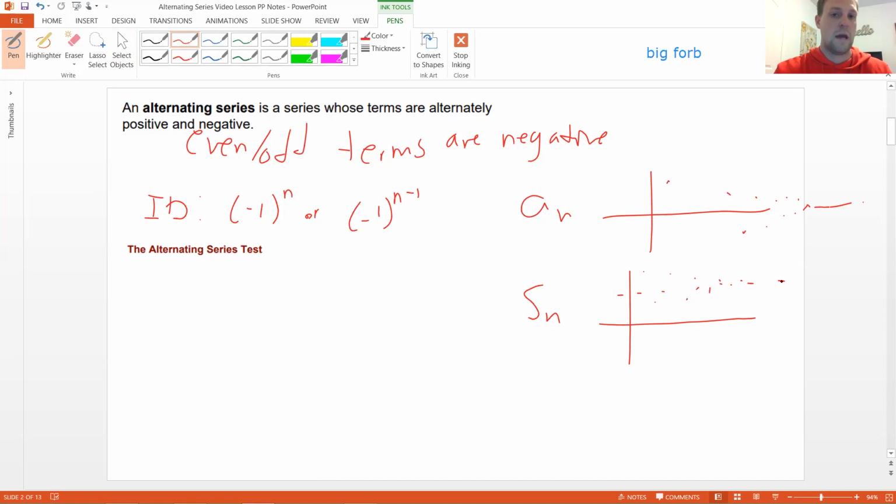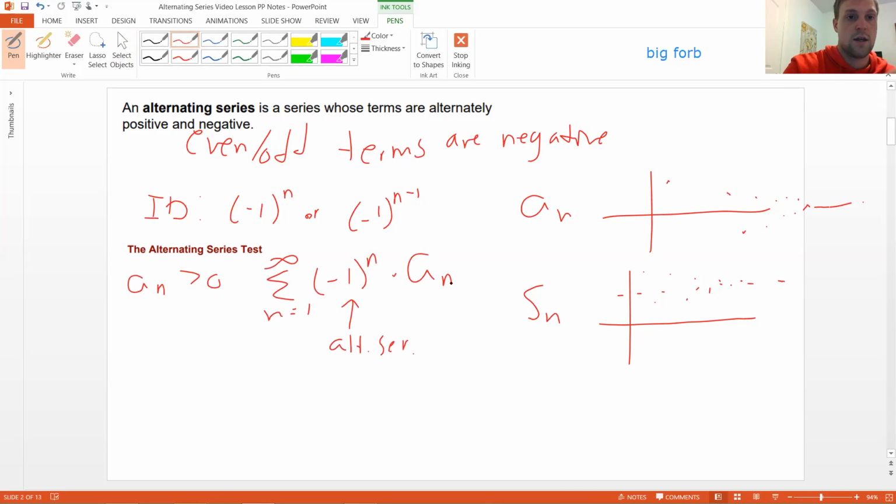Now, there's a real easy way to tell if an alternating series converges or not. There's really only 2 steps. The criteria, though, is that a sub n is greater than 0, whenever you're in the form summation n equals 1 to infinity, negative 1 to the n, so there's your alternating series part, times a sub n. So whenever you're in this form, 2 things you have to show to make sure an alternating series converges.